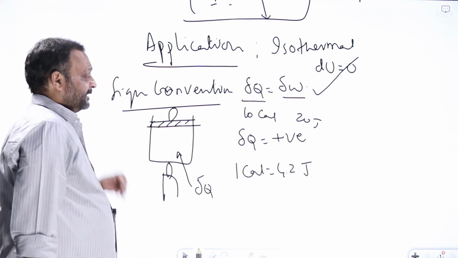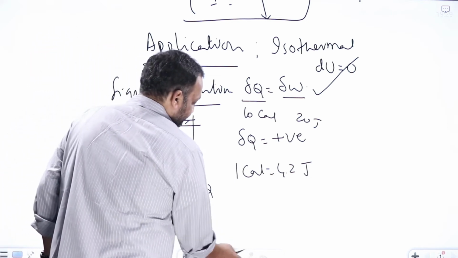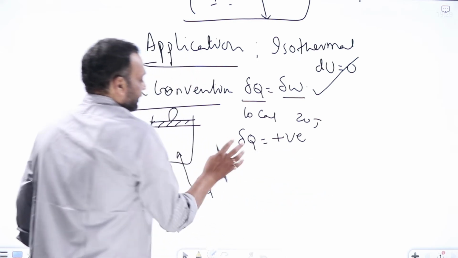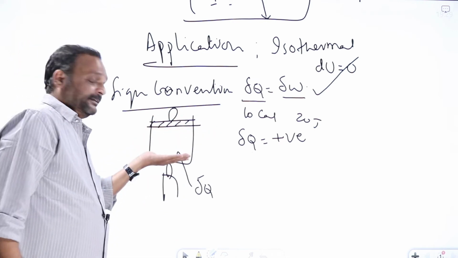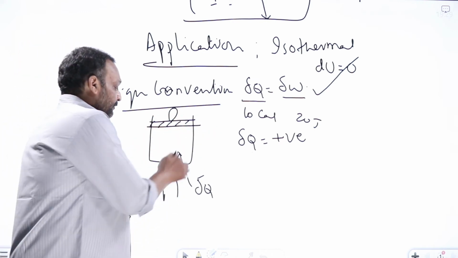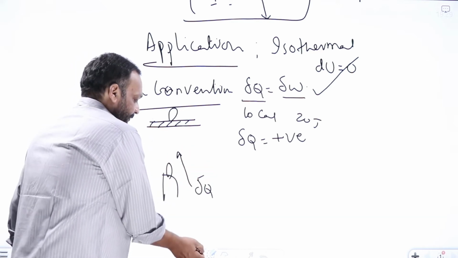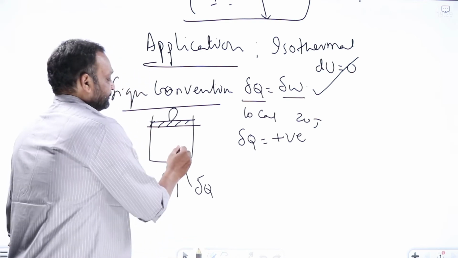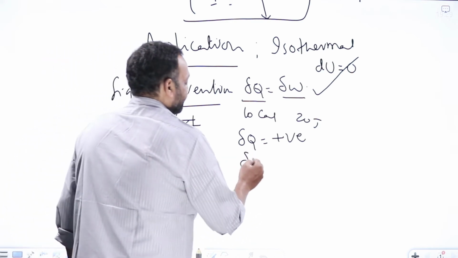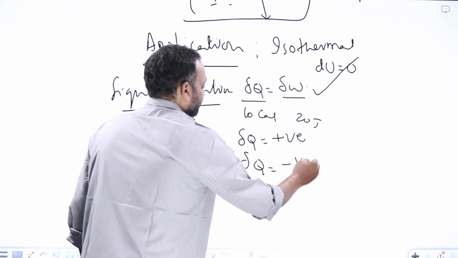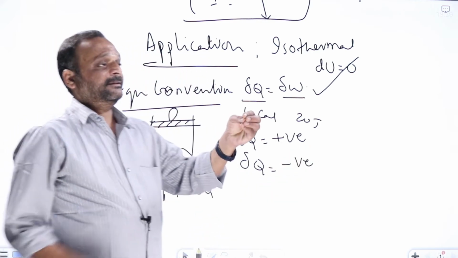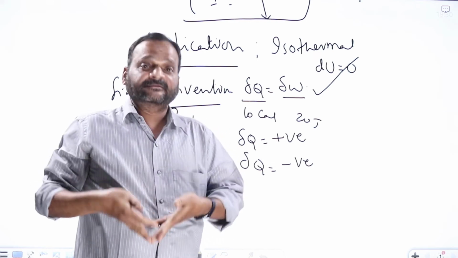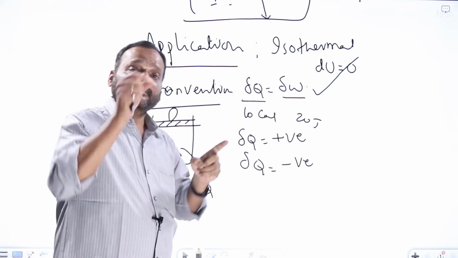Now, the sign convention is: heat given to the system usually we take it as positive. Whatever heat comes out of the system is taken as negative. Delta Q negative. In solving problems, suppose when the system is undergoing some process, 20 joules of heat has come out of the system. You have to take that 20 as minus 20.